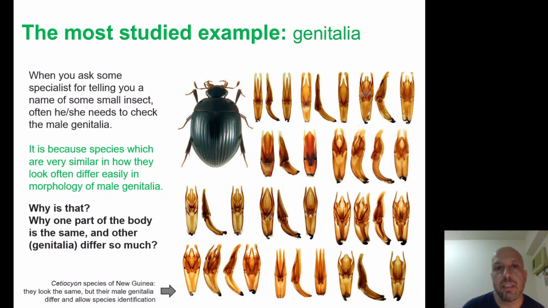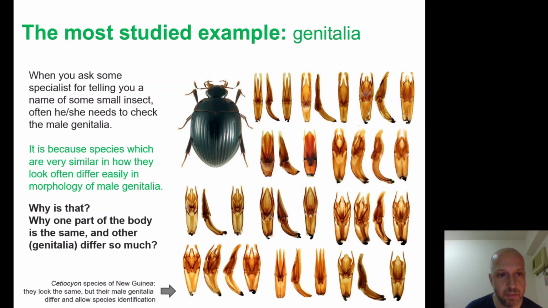Here on the picture is an example of a beetle which has many species in New Guinea. They all look as you can see on the picture; they are basically identical. But when you take the male genitalia and examine them, these are the photos around the beetle, you can see, even if you don't really understand insects or beetles or this group, that this one is different from this one, right? Or this one is different from that one. So for some reason, even very similar species very often have very different male genitalia, and we use it for identification.